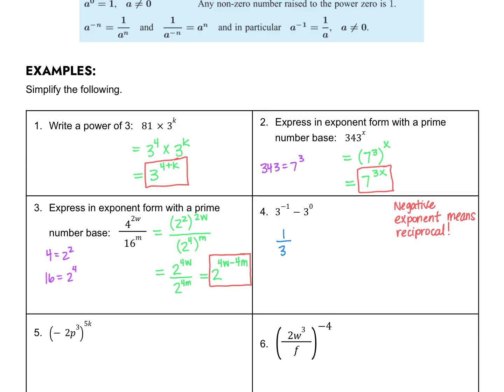And then we have minus 3 to the power of 0. You should know that everything to the power of 0 is 1. So if I do 1/3 minus 1, that's the same thing as doing 1/3 minus 3 over 3, which is equal to a negative 2/3.